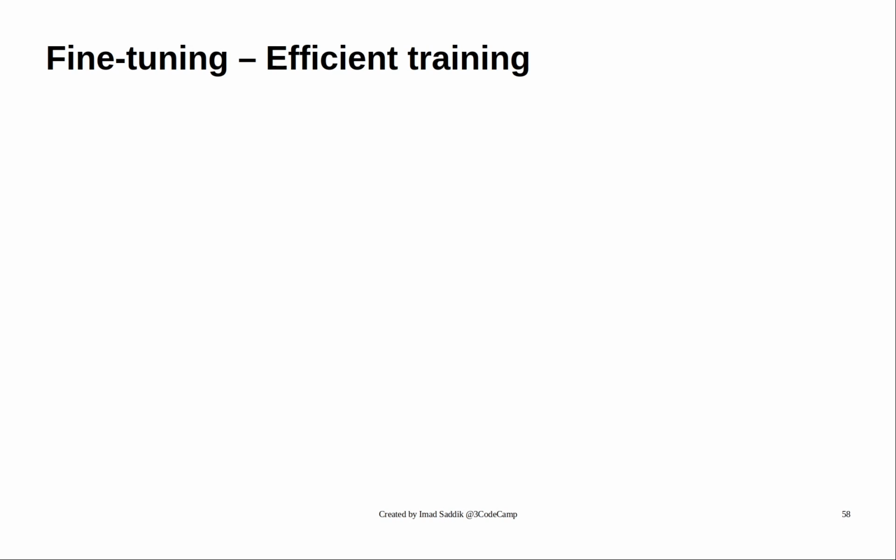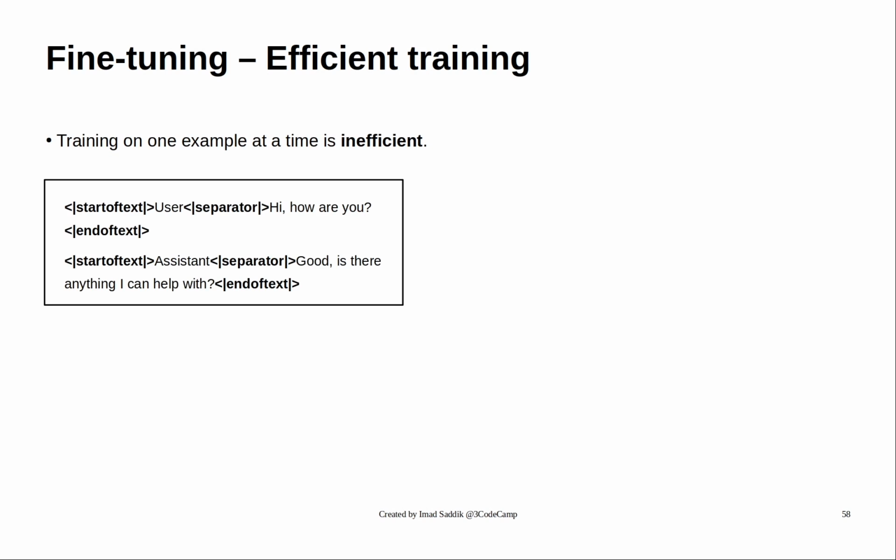Now let's talk about efficient training. Training on one example at a time is not efficient. Why am I saying this? Let's look at this example. Here is the first input. Let's say that it contains 43 tokens. Look closely. Here, this input contains two things. It contains the user message and the assistant answer.